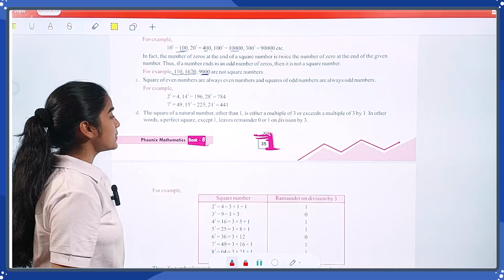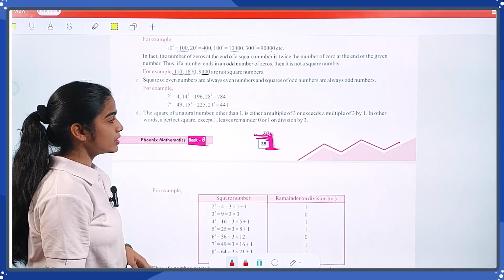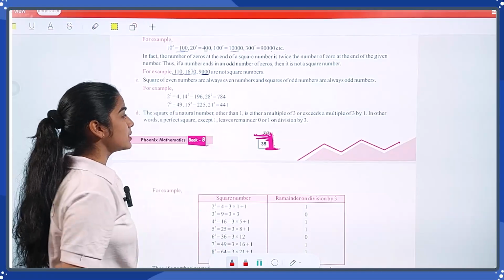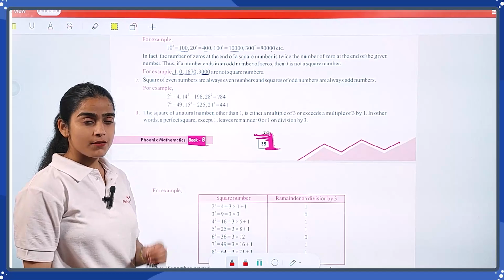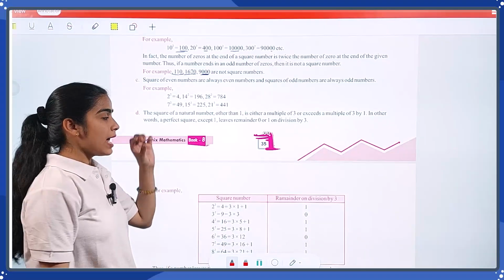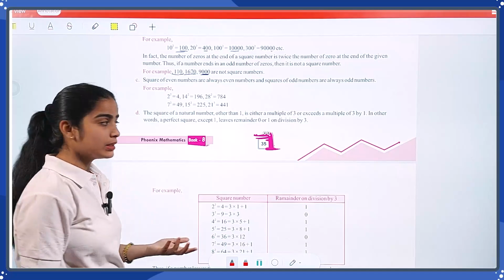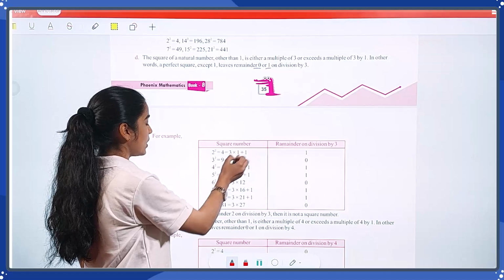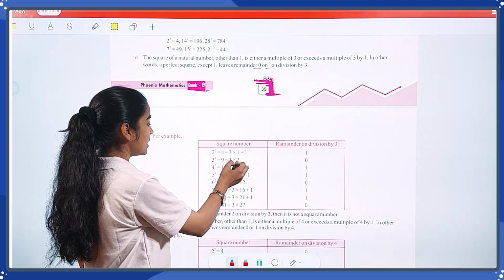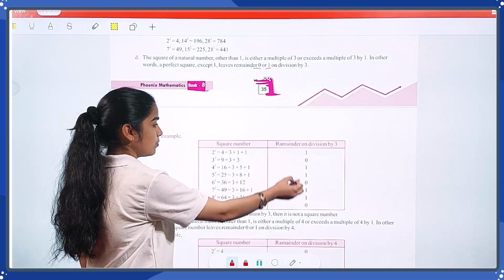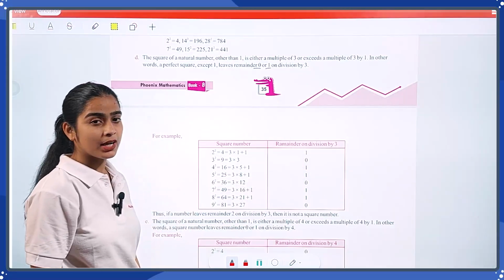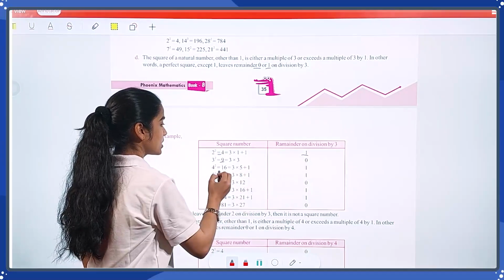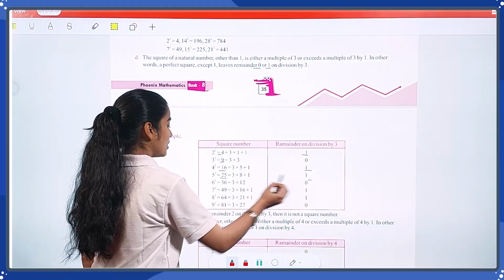The square of a natural number other than 1 is either a multiple of 3 or exceeds a multiple of 3 by 1. In other words, a perfect square except 1 leaves remainder 0 or 1 on division by 3. So if I have a perfect square other than 1 and we divide it by 3, what do we get as remainder? We will get 0 or 1. So 4 divided by 3, we get remainder 1. 9 divided by 3, we get remainder 0. Here we have the remainders when we divide these numbers by 3: 4 gives 1, 9 gives 0, 16 gives 1, 25 gives 1, 36 gives 0.